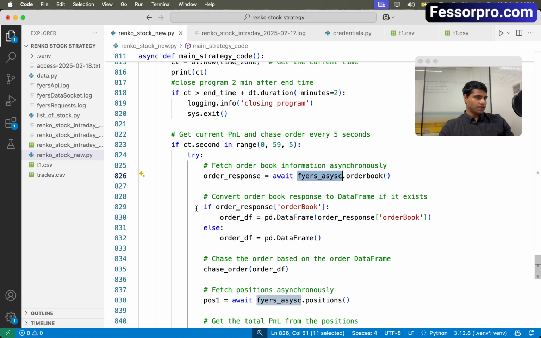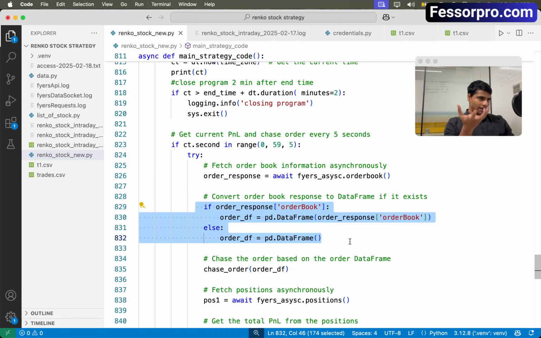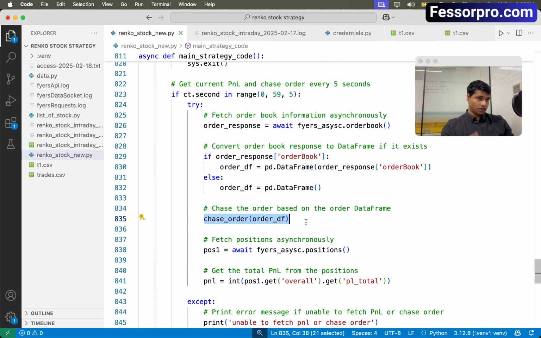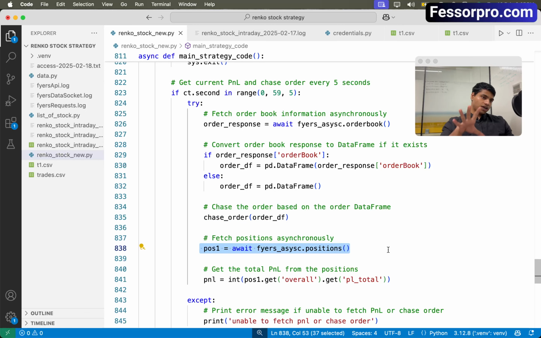Then I'm converting the order data that I'm getting from the order book into a data frame. Then I'm calling the chase order function, which requires the order df, the current order book. And then I'm also fetching the current position. From the current position, I'm getting whatever my overall PNL is.